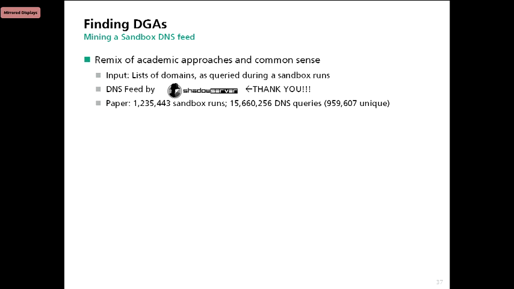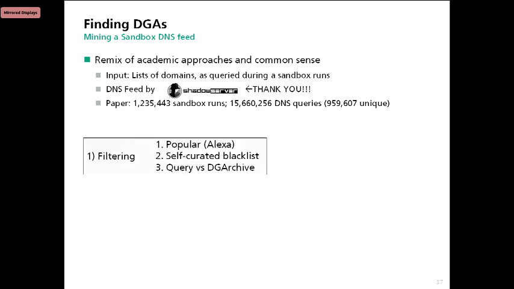And for the paper, we used 1.2 million sandbox runs here, which queried about 15.6 million domain names, out of them almost 1 million unique. In the first filter step, we would filter out some popular domains. Over time, we were curating our own blacklist in order to filter out common non-DGA malware, which used domains that looked like DGA, but actually weren't because they were hard-coded. And finally, we could also filter already against the database of domains that we had there.